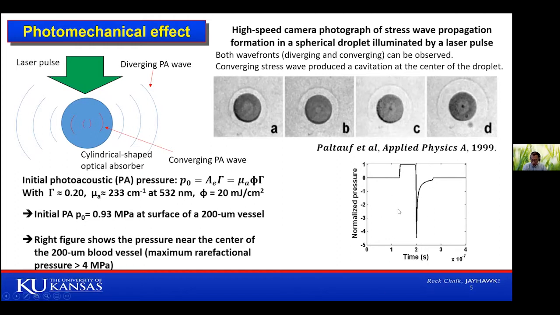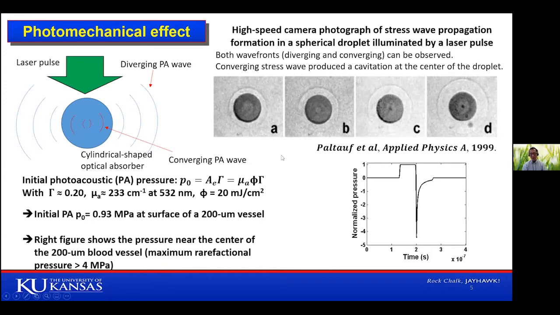In the lower right hand corner, that's the calculated number, and you can see it's a huge negative peak. How large is this negative peak? We did some rough estimation of the initial photoacoustic wave, using these simple equations. For green light in a blood vessel, if we assume 20 millijoule per centimeter square fluence, we can produce a start pressure P0 of 0.93 megapascal at the surface. When this pressure converges to the middle of that blood vessel, you can get a negative peak of larger than 4 megapascal, which is very significant. And of course, it's very likely to produce cavitation.